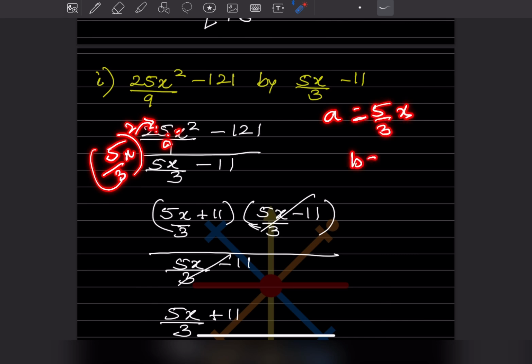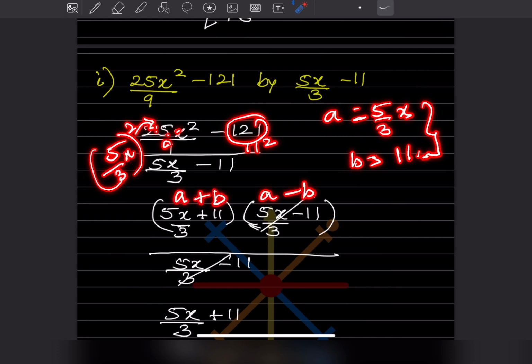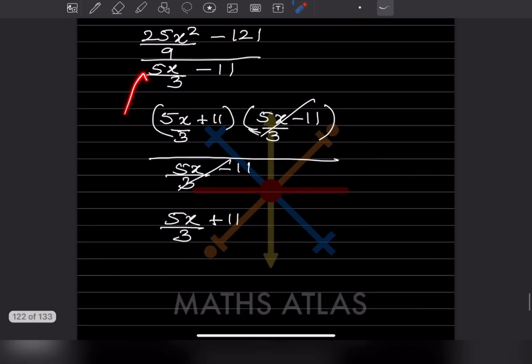And what about b? b is going to be the square root of 11 square, that will be b is 11. So if you know these two things, you can write here, because you know a square minus b square is a plus b and a minus b. Hope this is clear. Now the denominator is the same, so this whole part gets cancelled. So the remaining is, yeah, this is the answer.